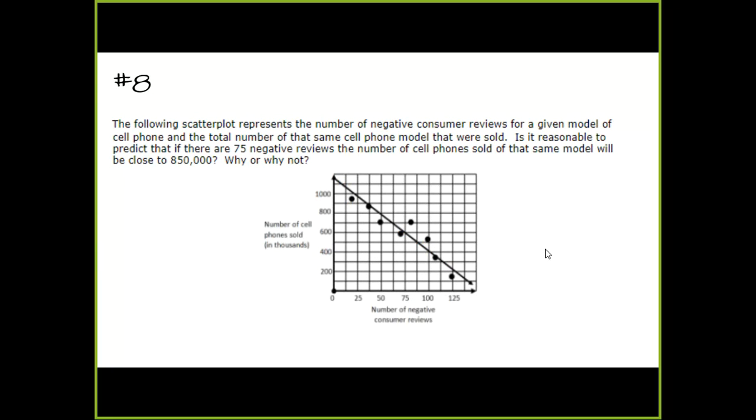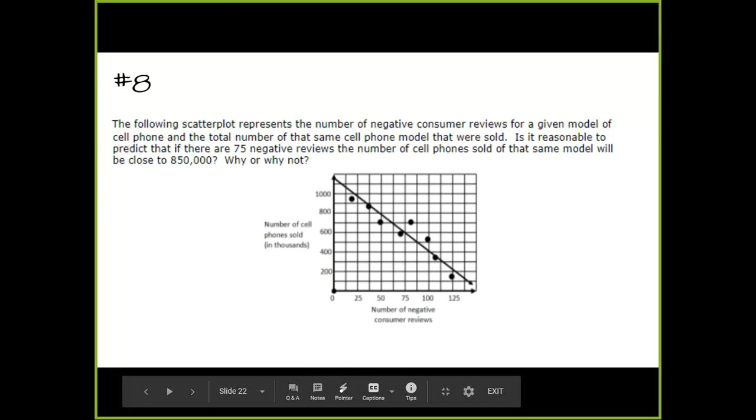All right, so last one. It says the following scatter plot represents the number of negative consumer reviews for a given model of cell phone and the total number of that same cell phone model that were sold. Is it reasonable to predict that if there are 75 negative reviews, the number of cell phones sold of that same model will be close to 850,000? Why or why not? So they're basically making a prediction. So we need to take a look at it. And take a look at the graph. Let me pull up the document camera.